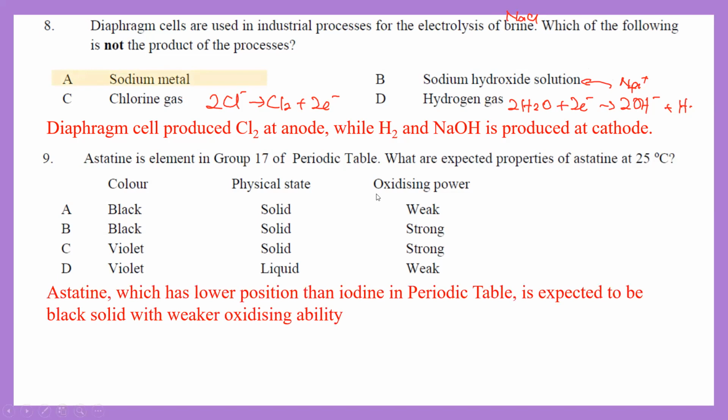Okay, number 9. Astatine is an element of group 17. What are the expected properties? Since it is positioned lower than iodine, you expect it to be a black solid, and a weaker oxidizing agent compared to iodine. Okay, so the answer is A. So that is for question number 9. Let's move on to question number 10.